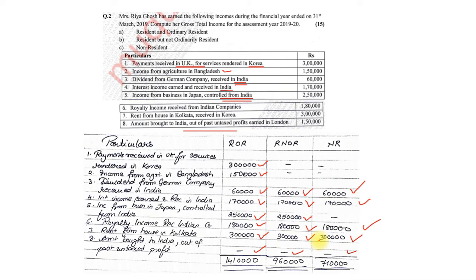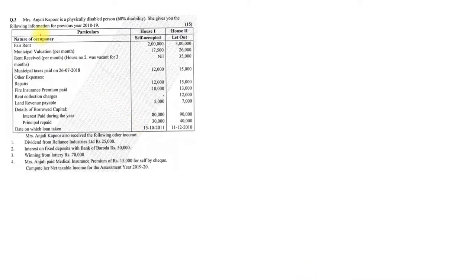Now we jump to the next part, the second sum. Miss Anjali Kapoor is a physically disabled person with 60% disability. She gives you the information for the previous year 2018-19. House 1, that is self-occupied, and let out, which is LOP, which is given. But under LOP, they are giving you that the house was vacant. So basically, this is VLOP, okay? And then they are giving you adjustment, dividend received, interest on FD, winning from lottery, and medical insurance paid.